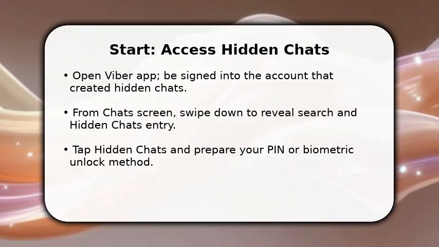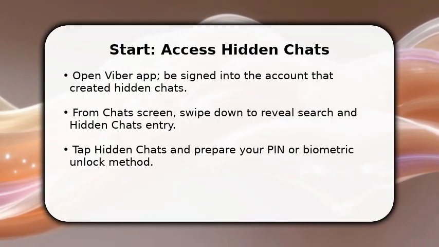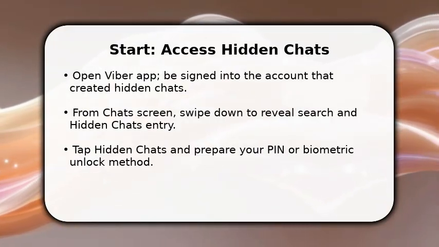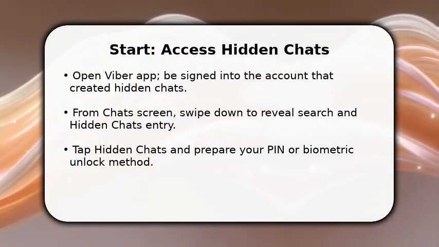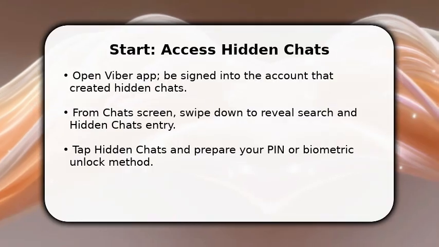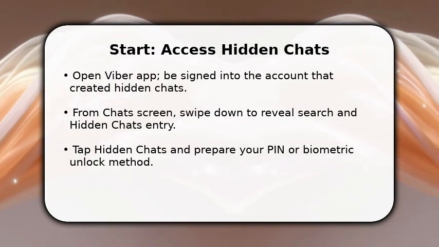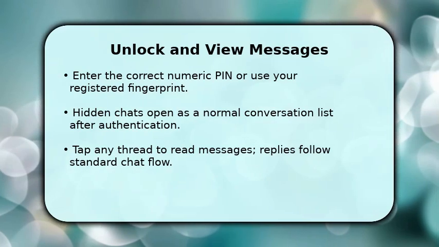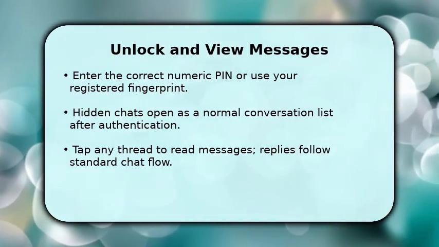Tap Hidden Chats now, you'll be prompted for the PIN or fingerprint. Enter the code or use biometric unlock. This step proves ownership and decrypts the conversation list, so don't rush and make sure your finger or PIN is entered accurately. Once you've authenticated, Viber decrypts and displays your hidden conversation list. This is why the PIN is required to protect privacy.